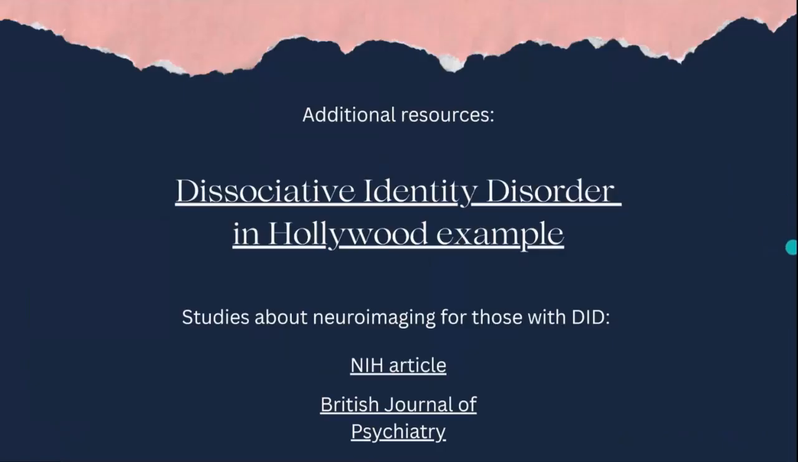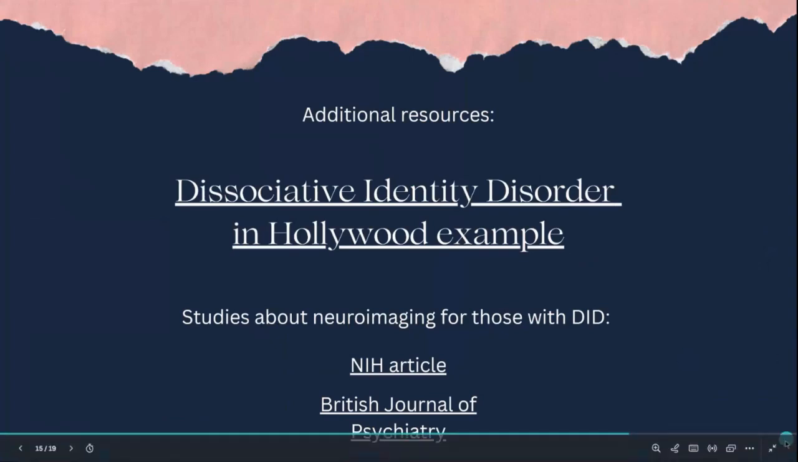So here are some additional resources on dissociative identity disorder, neuroimaging for those that have DID. I remember my client was telling me that her optometrist would see fluctuations in her vision. She would sometimes have like 20/20 vision, and then depending on who is in the chair, she'd have different vision. I don't know how accurate that is or not, but I just thought that was really fascinating.